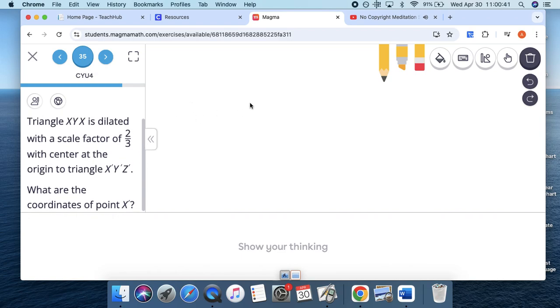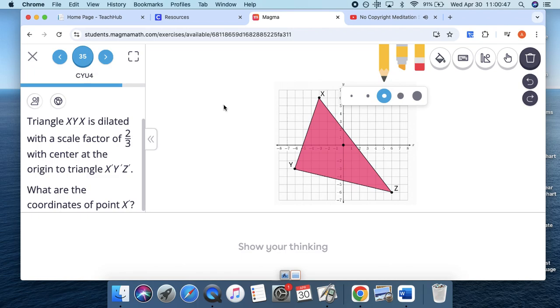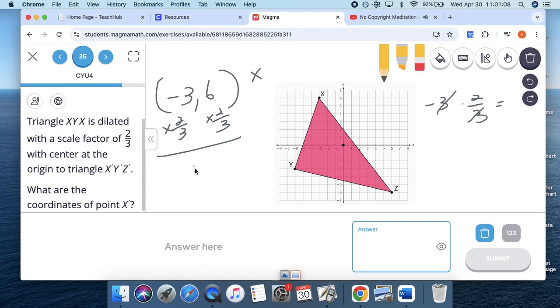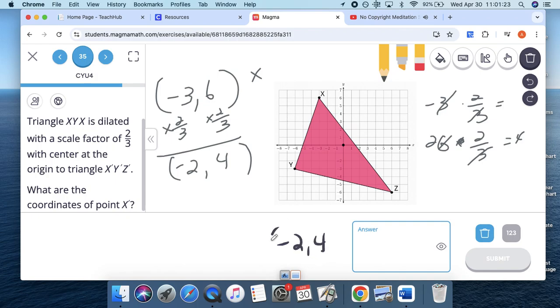Triangle XYZ. So what are the coordinates of the point? Oh, here we go. Point X. So look at point X. Point X is -3, comma 6. So we're going to multiply both by 2/3. So it's going to get a little bit smaller. So -3 times 2/3 is going to be -2. And then 6 times 2/3 is 4. It's going to be -2, 4. Remember, we multiply all the points by 2/3. So -2, comma 4.